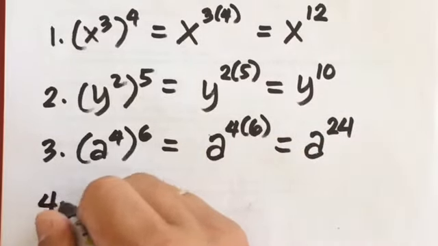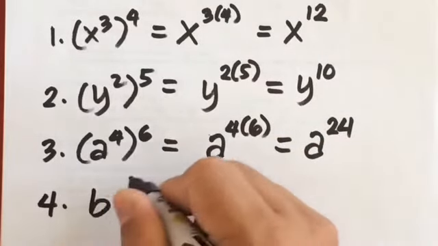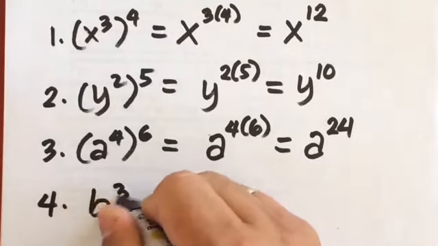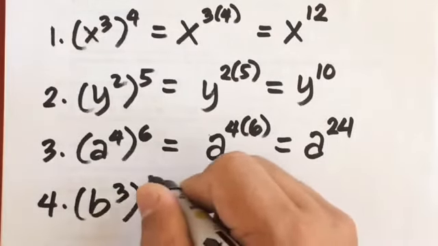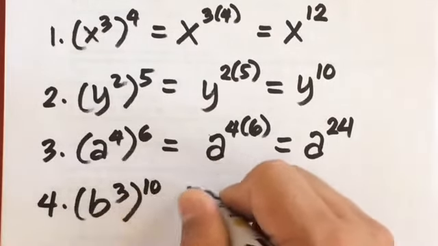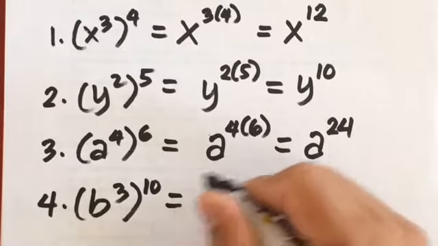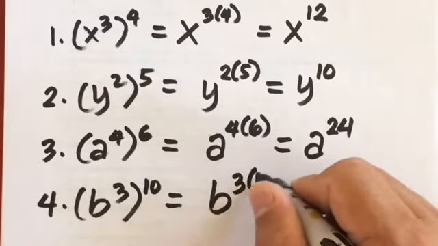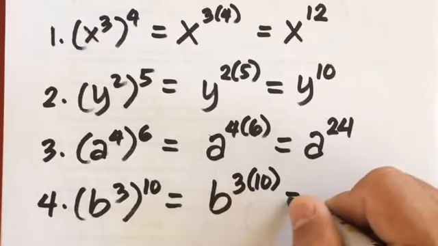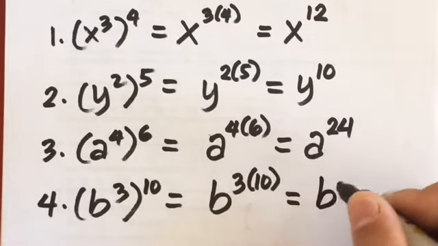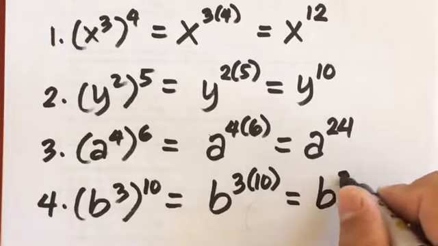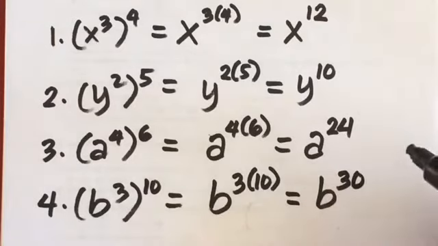Okay, let's have our last example. Let's have b cubed raised to the power of 10. So copy the base b, then multiply the exponents. 3 times 10. So this is b. 3 times 10 is 30. So b to the power of 30.